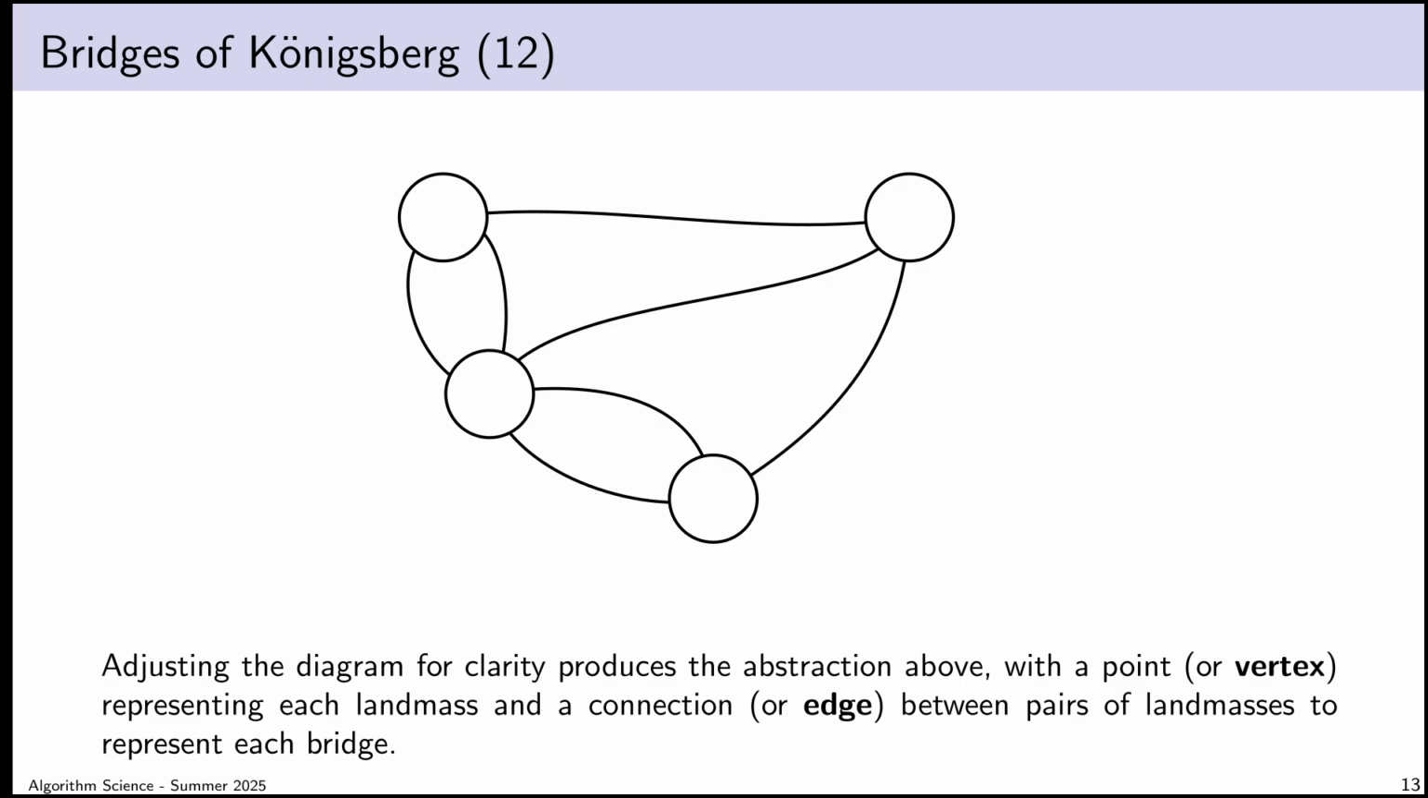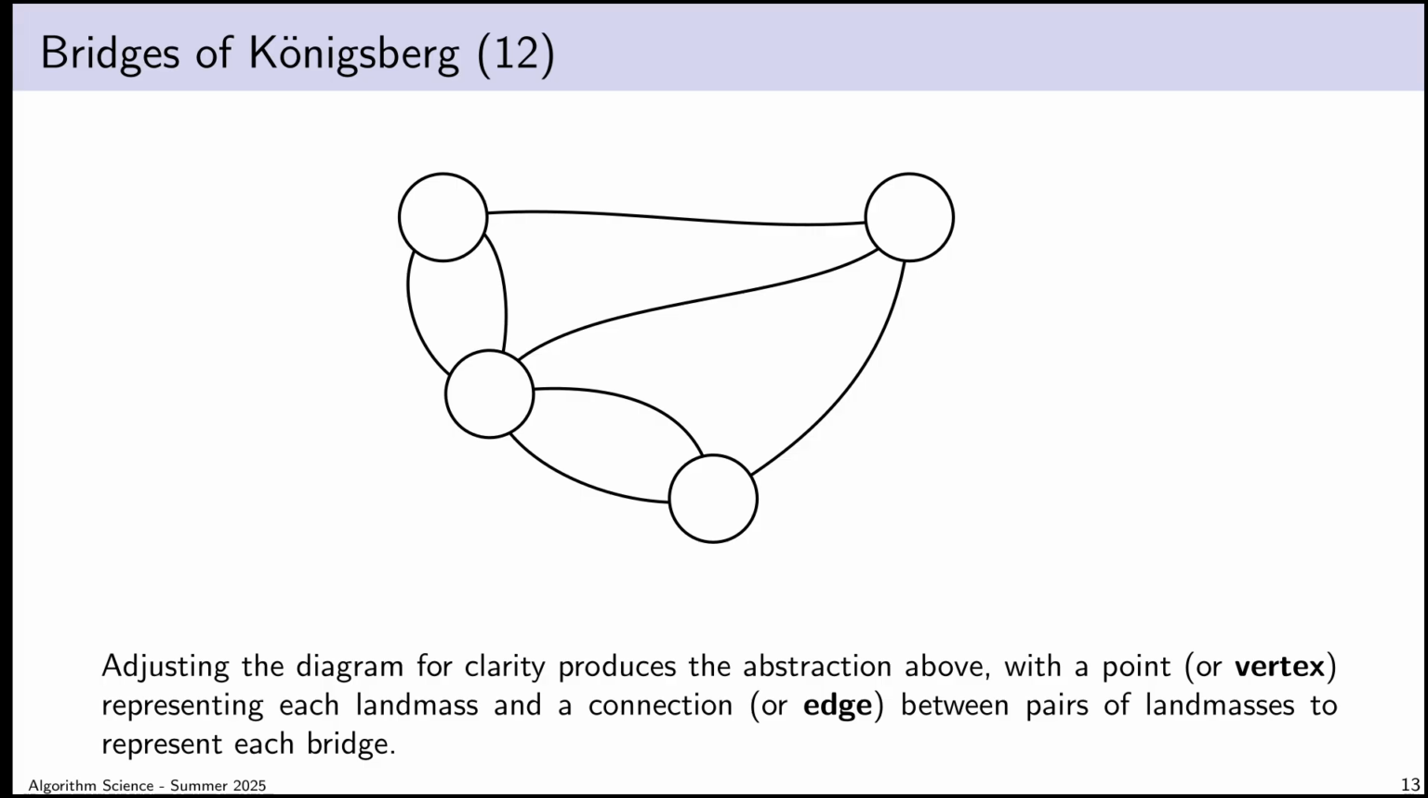Now, I want to come back to this later and talk about how Euler solved this problem, but notice how we have eliminated a ton of irrelevant detail. We don't care about the river, we don't care about how long the bridge is or how wide it is. We just care about the connections and walking between 2 landmasses. We've modeled the landmasses, we've modeled the bridges. Each landmass is modeled by 1 point.